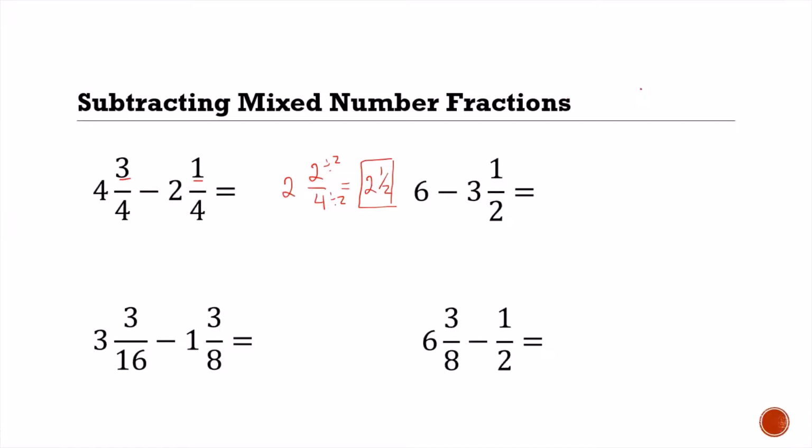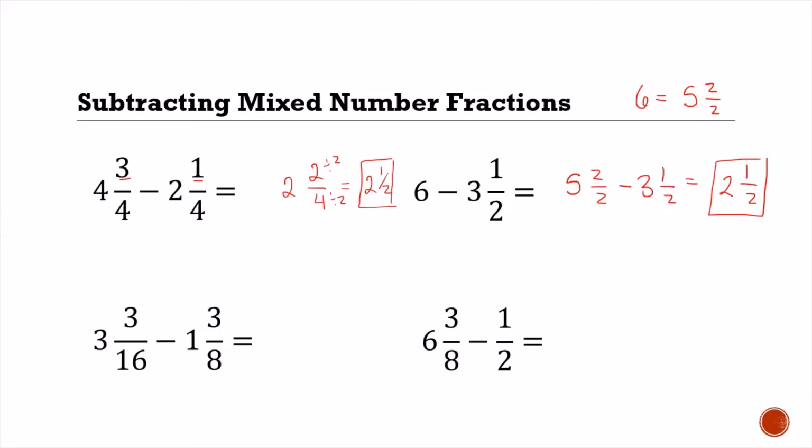Would you agree that 6 is equal to 5 and 2 halves? I think that's logical. 2 over 2 is the same as 1, so 6 equals 5 and 2 over 2, and 2 over 2 is 1. So if we combine those together, that gives me 6. So we're going to write this question out just a little bit differently. We're going to have 5 and 2 over 2 minus 3 and 1 over 2. Subtract the fraction portion, 2 halves minus 1 half leaves me with 1 half left over. 5 minus 3 leaves me with 2. So we're left with 2 and a half.